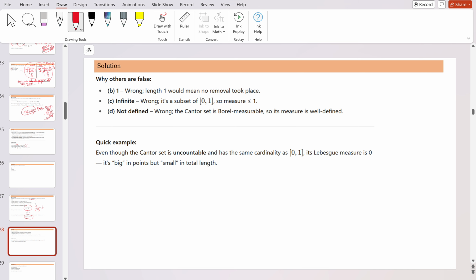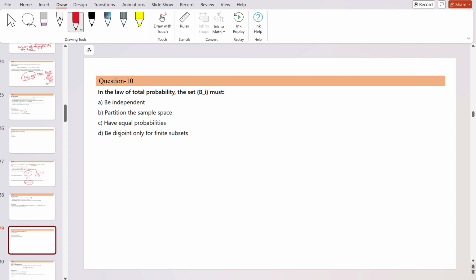Option 1 is actually wrong, because the length removed is not 0; removal did take place, so 1 minus 0 cannot be the answer. Infinite is also wrong because the set is a subset of [0, 1], so the measure should be less than or equal to 1. And the third option, not defined, is wrong because the Cantor set is Borel measurable, so its measure is well defined. This gives an example that even though the Cantor set is uncountable and has the same cardinality as [0, 1], its Lebesgue measure is 0. It is big in points but small in total length.